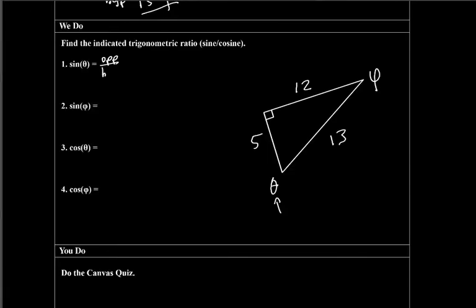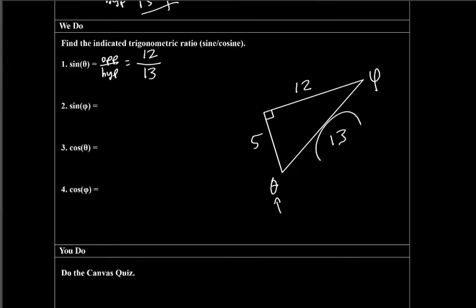Okay, so you always want opposite over hypotenuse because it's sine. So here we have opposite of theta. Here's theta. The opposite side of it is 12. And the hypotenuse, all right, what is across from the right angle? Across from the right angle is 13. So we have 13.